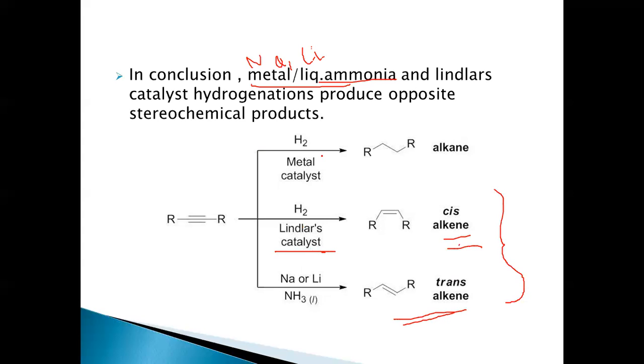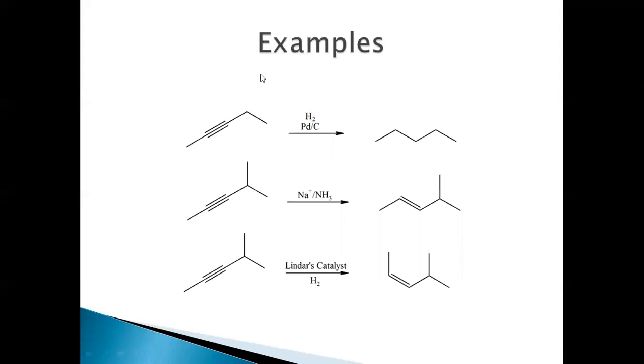And one more thing here is that when we are using H2 in the presence of palladium or platinum catalyst, the complete hydrogenation will take place, resulting in the formation of this alkane here. So when we take these examples, for the cis and trans alkene in the presence of H2 and the palladium catalyst, the complete hydrogenation will take place, resulting in the formation of an alkane here.